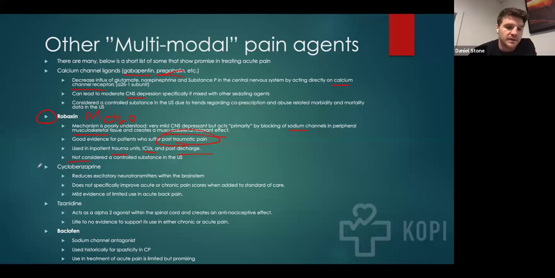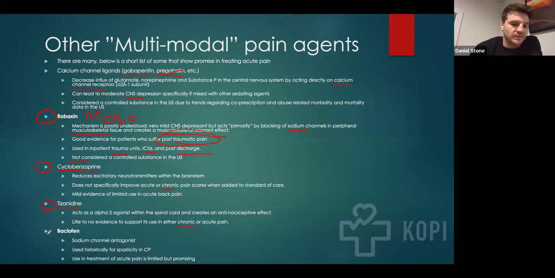There are also two other medications that I'll mention that have a lot of traction in the United States but have very little data: cyclobenzaprine and tizanidine. These medications are both commonly used for spasmodic pain or chronic back pain. The reason that I bring them up is just because they don't necessarily have very good evidence in terms of treatment of actual chronic back pain. There's not very good evidence to suggest their use.